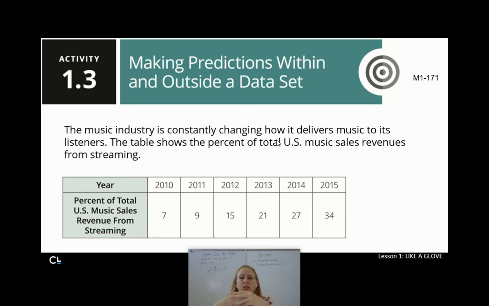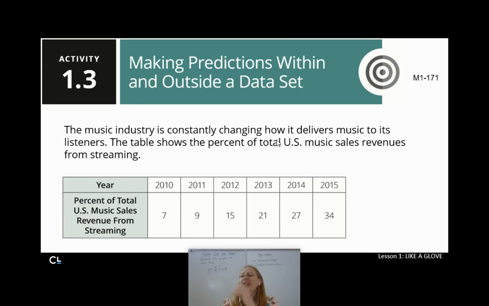So we're going to skip all the way over to page 171. And what I'd like you to do is I have a new table for you. I have a new data set for you. The music industry is constantly changing how it delivers music to its listeners. The table shows the percent of total US music sales revenue from streaming. And that's how most of us are getting our music these days, right? It's totally shifted in the last 20 years.